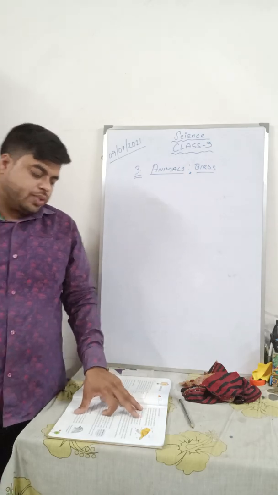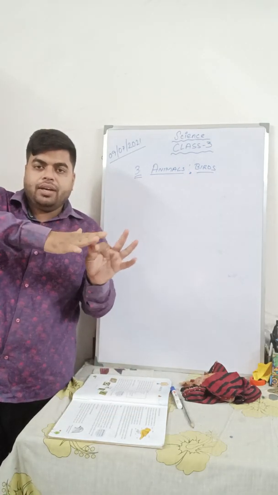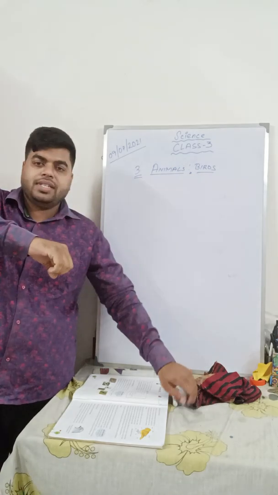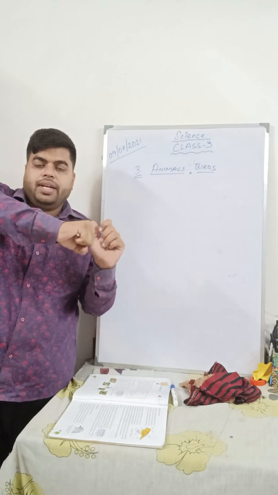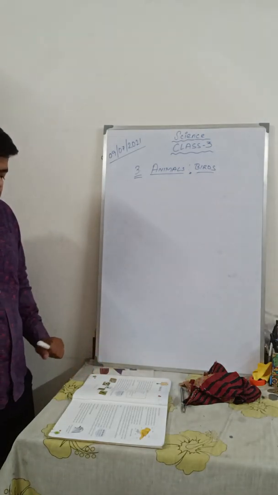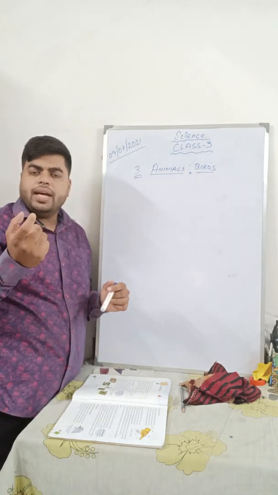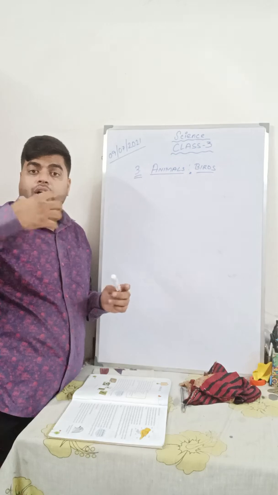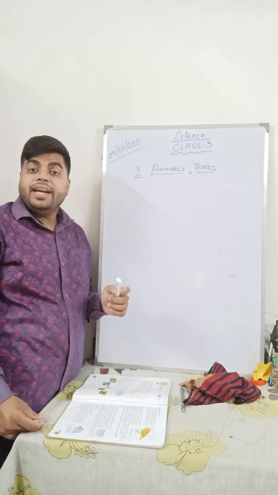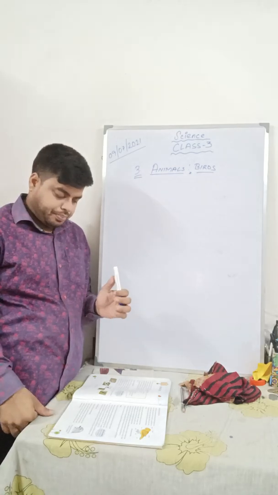Their feet have claws for catching and holding things. That means they have feet like this and they have claws, big fingers, so that they can hold things. Suppose this is a branch, they can hold it like this. So they have long claws. Birds have soft and fluffy feathers all over their body. They are very soft and fluffy, filled with air.